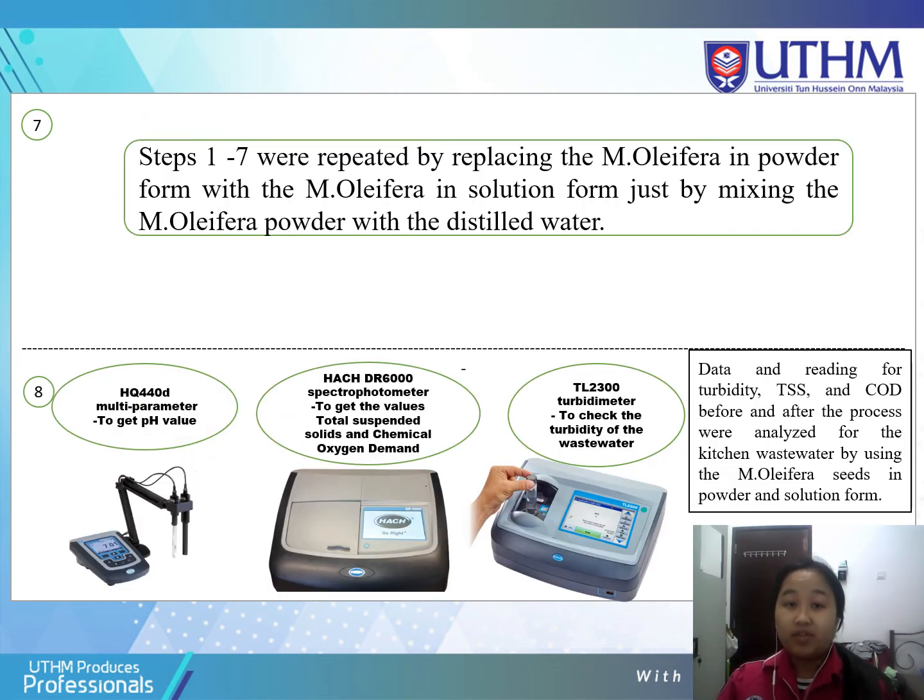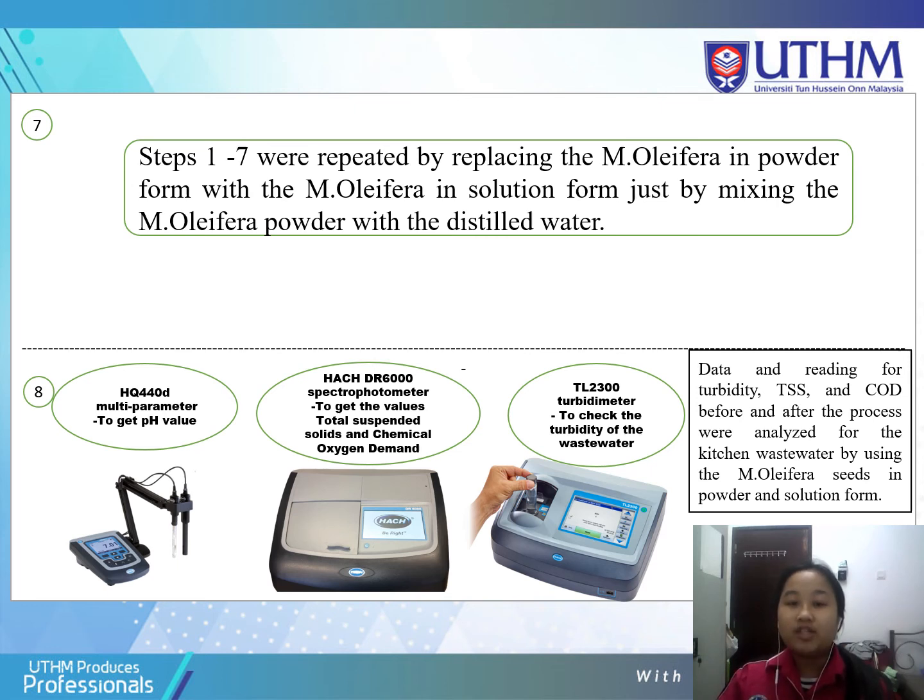The steps were repeated by replacing the Moringa oleifera in powder form with Moringa oleifera in solution form, made just by mixing the Moringa oleifera powder with distilled water. Data and readings for turbidity, TSS, and COD before and after the process were analyzed for the kitchen wastewater using the Moringa oleifera seed in powder and solution form.